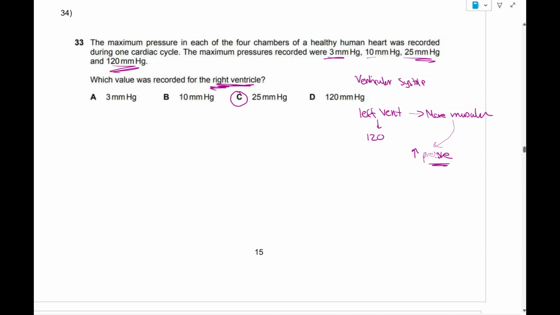And for these two, it's going to be the pressures of the atrium, because the atria generates a very low pressure. The reason for this, it only needs enough pressure to pump blood across to the ventricle at a very short distance. Therefore, they are going to have the lowest pressures, and because we know that the left side of the heart is more muscular, therefore the left atrium is going to be 10 millimeter mercury, and the right atria is going to be 3 millimeter mercury.